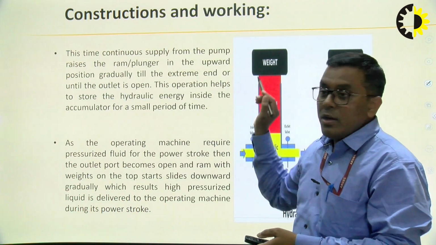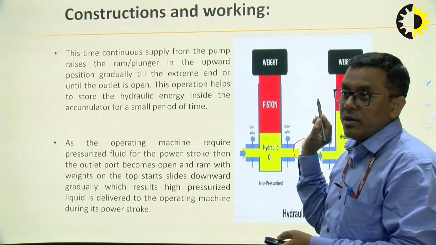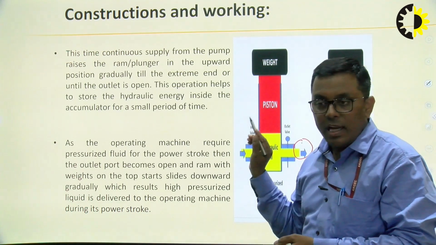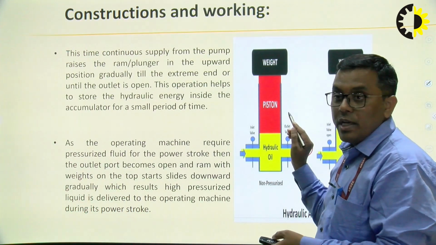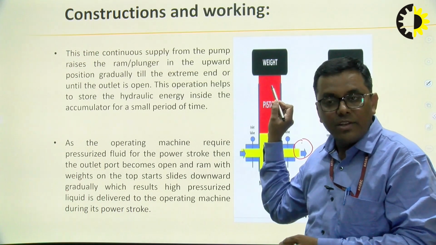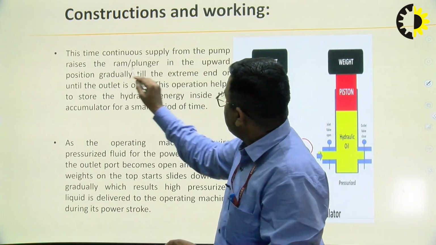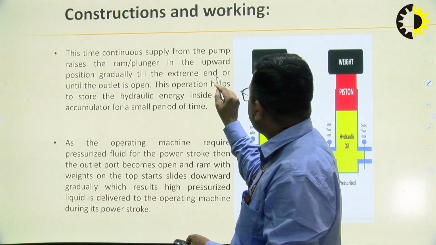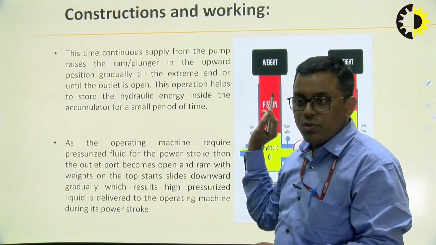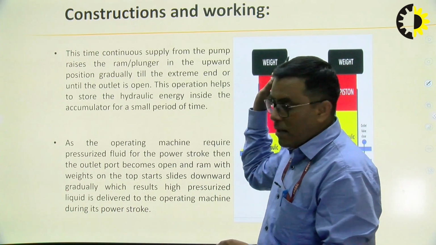Now what will happen when the requirement of the application, which is connected on the outlet side of the hydraulic accumulator, is more and the supply from the pump is lesser? If the pump is supplying less energy to the application, in that condition the hydraulic accumulator will fulfill the requirement of that energy. It will bridge the gap. The continuous supply from the pump raises the ram plunger in the upward position gradually till the extreme end, or until the outlet is open. This operation helps to store the hydraulic energy. Already told, whenever the machine is idle or the supply of energy is more, in that condition it goes upward up to the extreme limit.